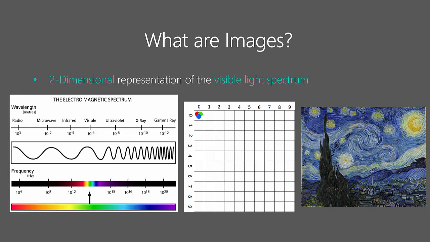So now in an image like this, Van Gogh's Starry Night painting, each point corresponds to a different color, which means it reflects different wavelengths of light, which is what we see in these images. So now I hope you have a faint idea, or at least an idea, of what images are.